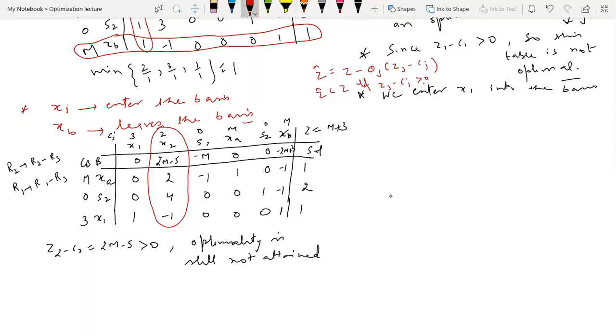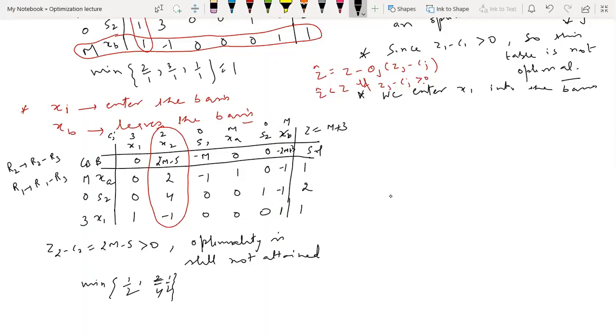Okay, again I will go for the minimum ratio rule. So what is my minimum ratio rule? It gives me 1 upon 2, 2 upon 4 and 1 upon minus 1. I am not taking the negative of the value because the condition was that alpha j has to be positive. So this is 1 upon 2 again.